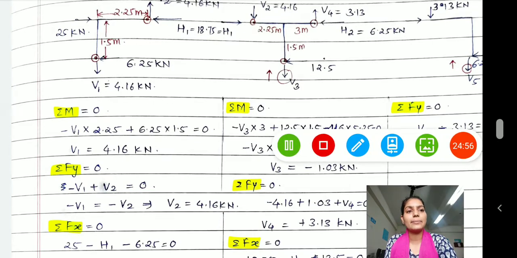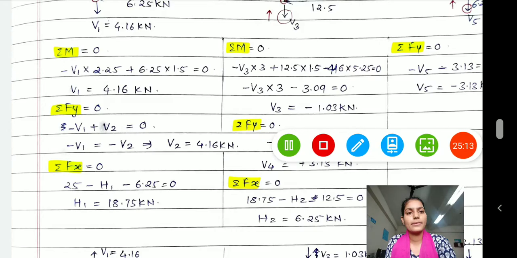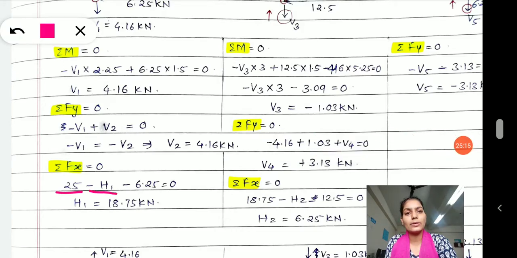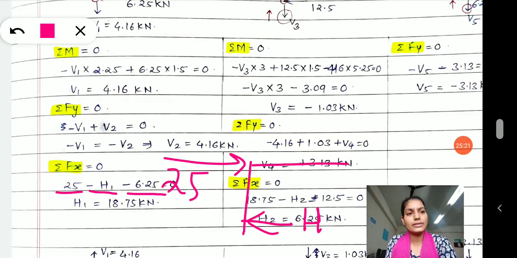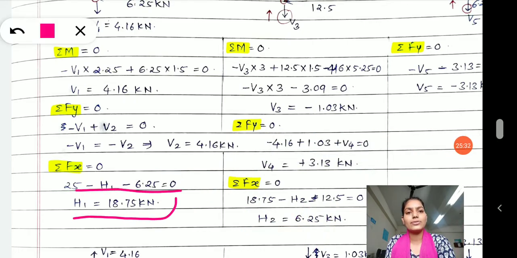Now I am taking the summation of Fx. Here the 25 kilonewton force is acting, and the H1 here, and this force at the column point of inflection. So 25 minus H1 minus H1, because 25 is acting at this point of the frame, whereas H1 is acting in this direction, and this H1 is acting here. So this will be negative and this will be positive. Adding up, you will get H1 of magnitude 18.75.